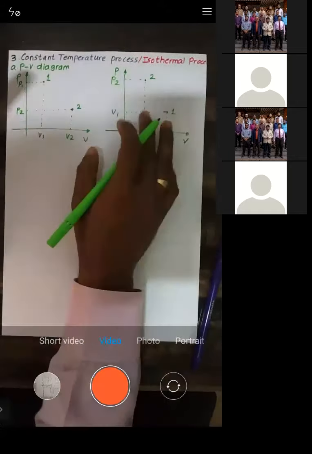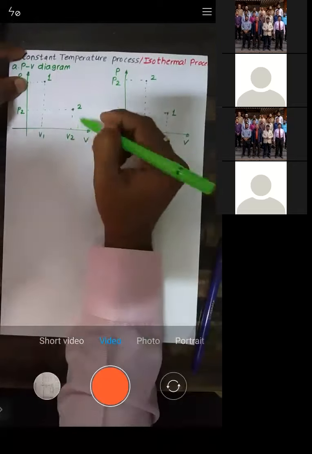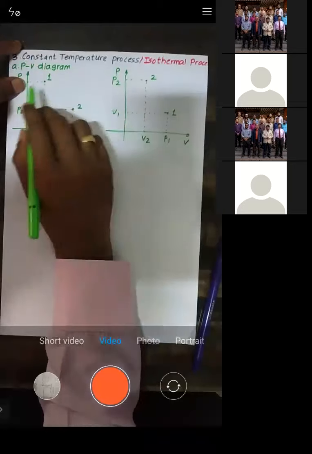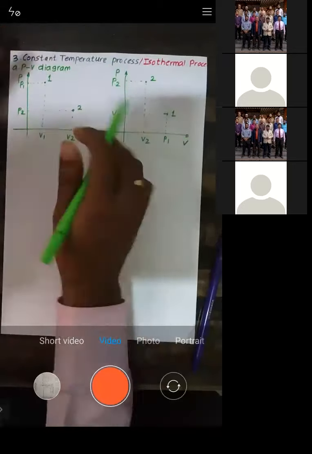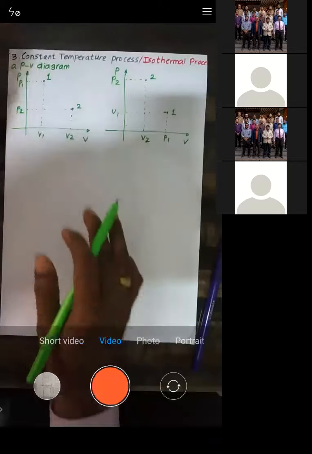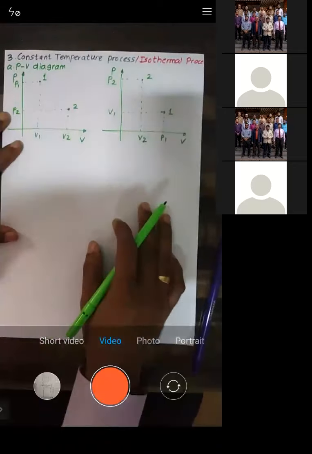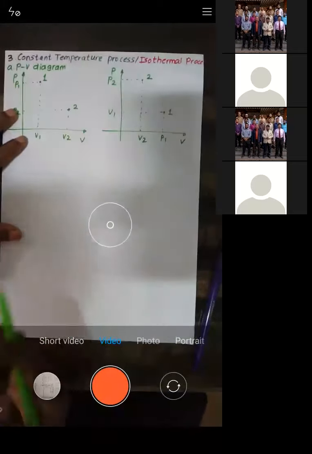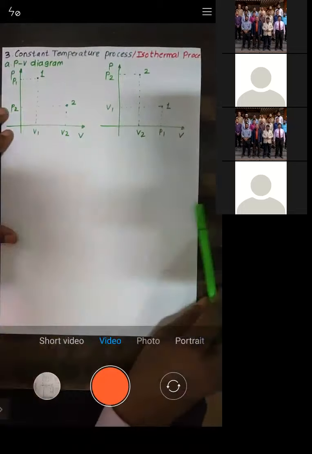I don't know how I should connect those because it's not a constant volume. If it is a constant volume, I have a vertical line. If it's a constant pressure, I will have a horizontal line. But now it's a constant temperature, so I don't know the nature of the process, whether I should connect by means of a curve or a line. For that I need to work it out, so let's keep it here only.